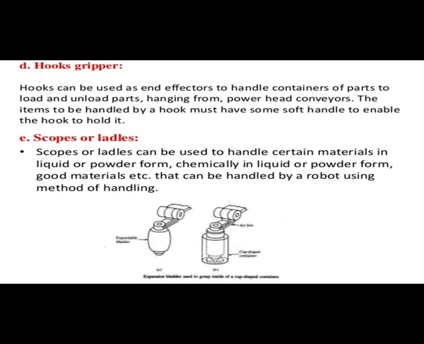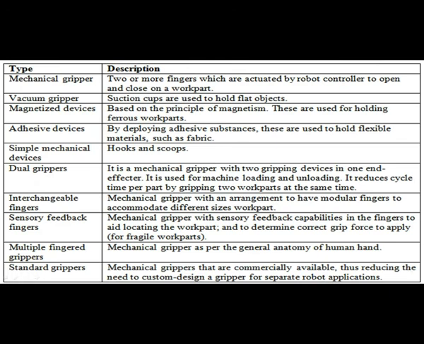Other types of grippers include devices which use an inflatable bladder or diaphragm. This is a diagram of an expansion bladder used to grasp the inside of cup-shaped containers. Next, vacuum grippers. Suction cups are used to hold flat objects. Magnetized devices are based on the principle of magnetism. These are used for holding ferrous work parts.